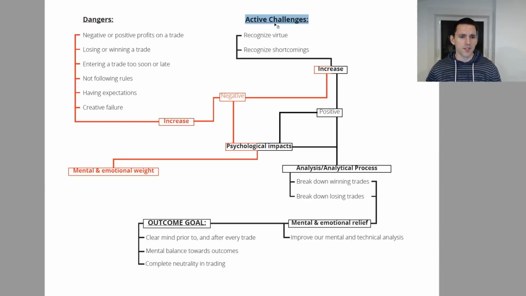Before we go into the active challenges, realize that there is a mental and emotional weight to the active challenges too, right? So your active challenge is two things. It's recognizing shortcomings and it's recognizing virtue. So recognizing shortcomings is saying, I had a shortcoming because I didn't follow a rule, or I entered this trade too early or too late because I didn't properly do my technicals. I revenge traded because I was angry about the trade I lost before. I was impatient, so I entered this trade because I just kind of wanted to make money and I didn't really know what else to do.